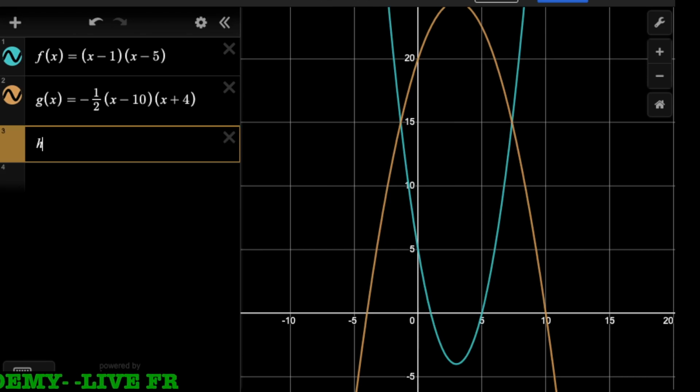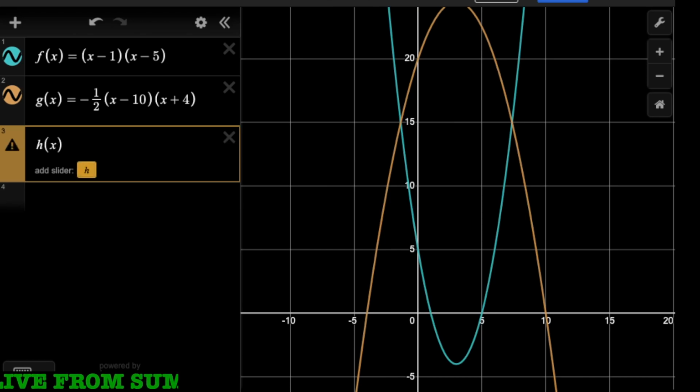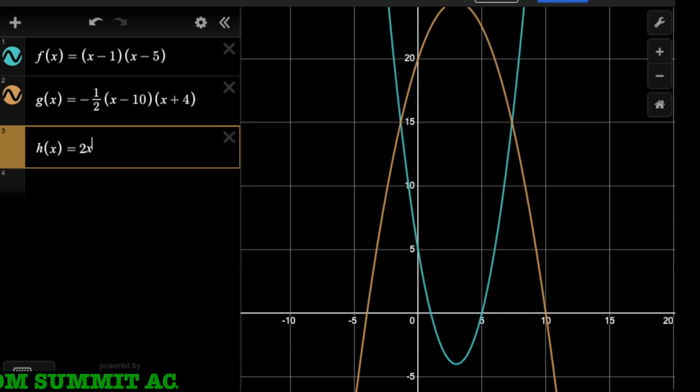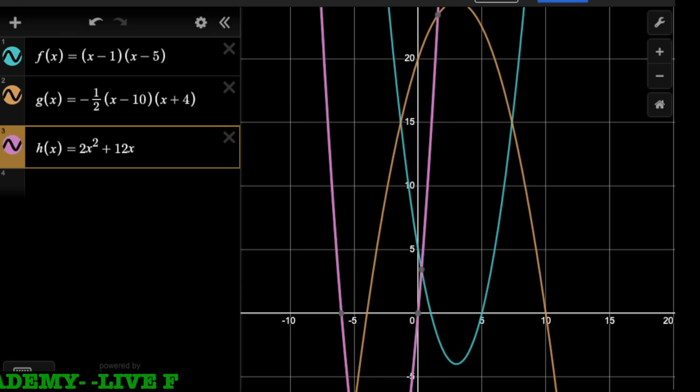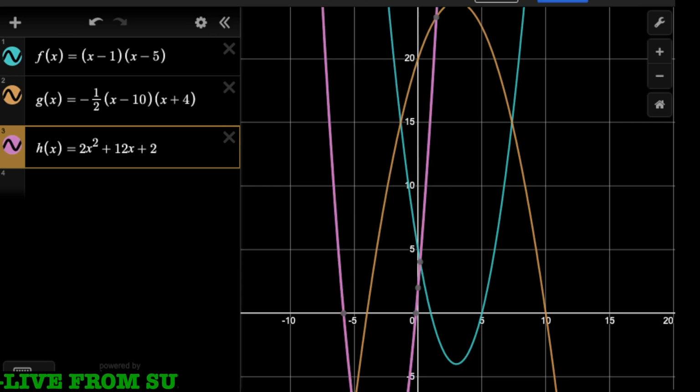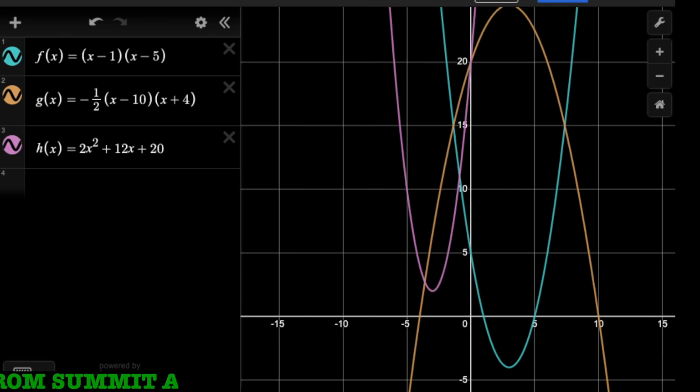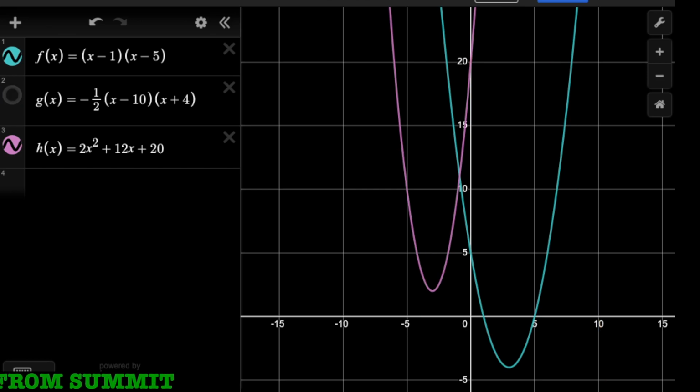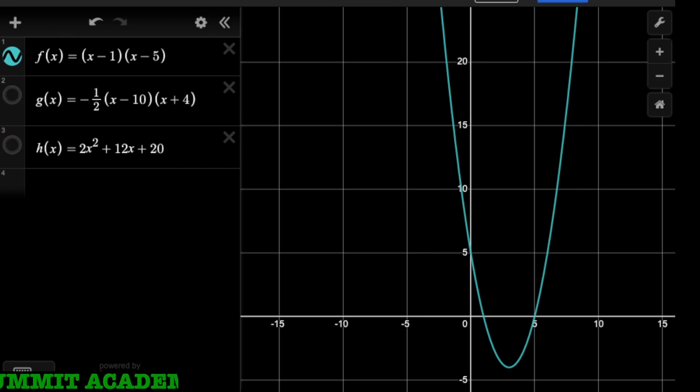And then h of x we're going to say is equal to 2x squared plus 12x plus 20. Okay, so several graphs going on with that, but we can take one of them at a time and list those key features. So I'm going to list key features of f of x first. Let me show you our function.